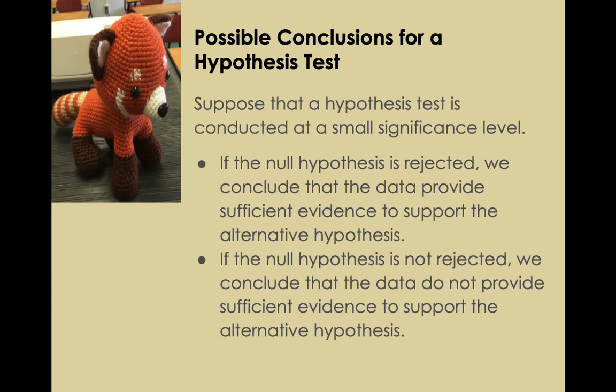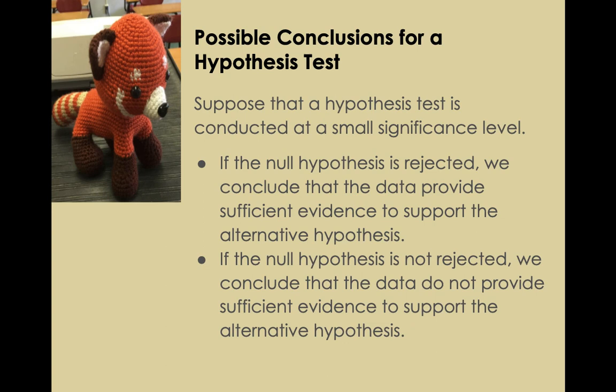So, again, in a hypothesis test, we have a small significance level. If the null hypothesis is rejected, we will conclude the data is sufficient to support the alternative hypothesis. We don't say the alternative hypothesis is true. We just say we have enough evidence to say the null hypothesis is false, and we kind of support the alternate.